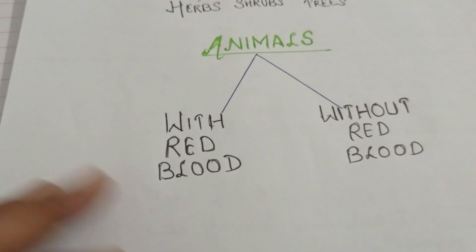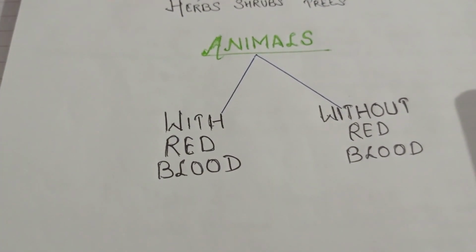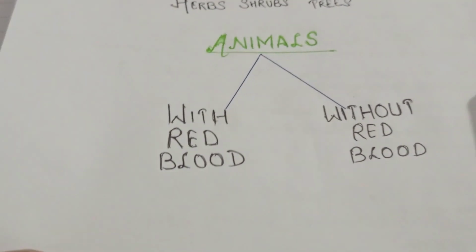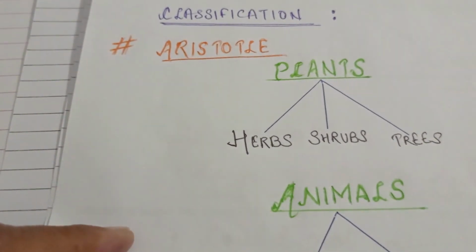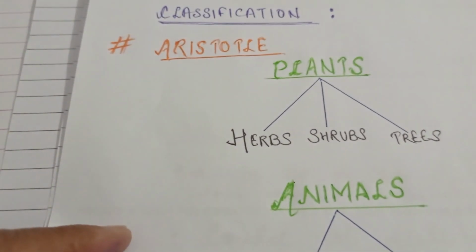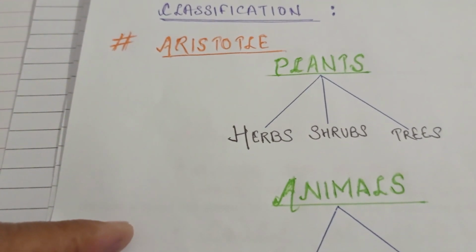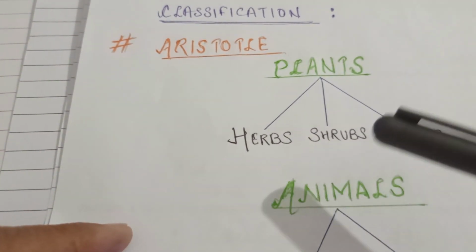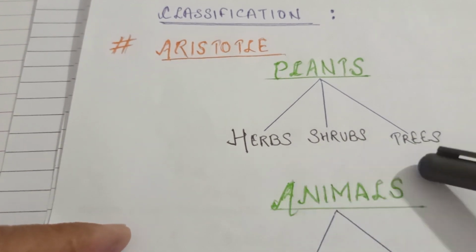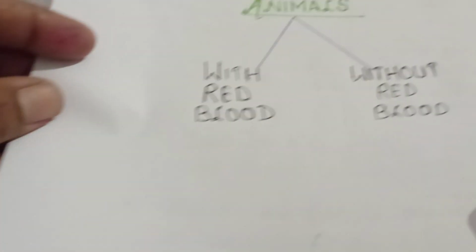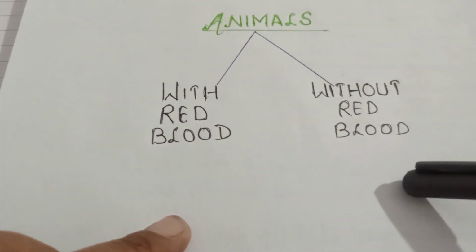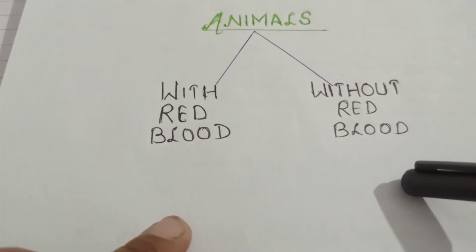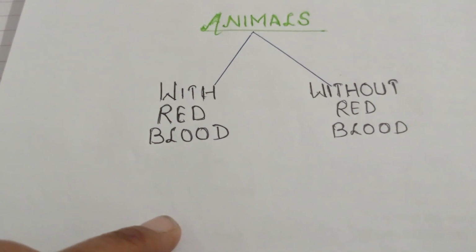That means Aristotle was the earliest to classify the living organisms. And what was the basis of his classification? It was based on simple morphological characters. He classified plants into three groups: herbs, shrubs and trees, and animals into two groups: those having red blood and those without red blood.